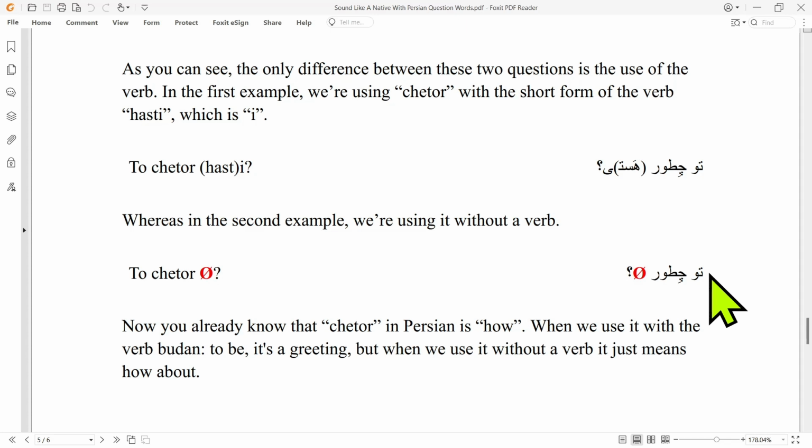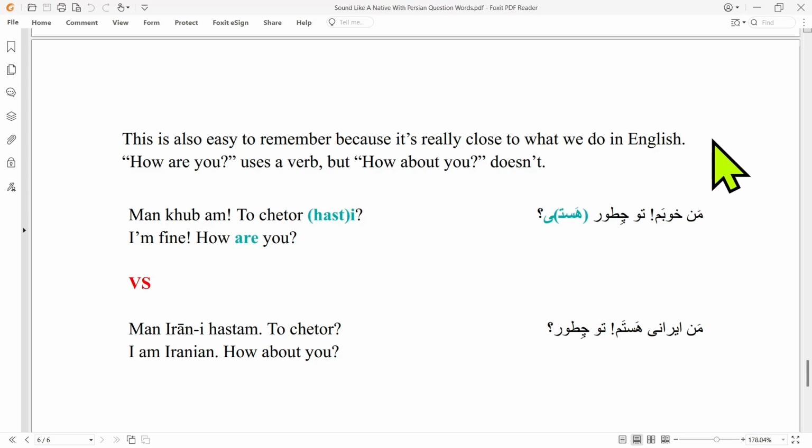Now you already know that چطور in Persian is how. When we use it with the verb بودن, to be, it's a greeting. But when we use it without a verb, it just means how about. This is also easy to remember because it's really close to what we do in English. How are you uses a verb, but how about you doesn't.